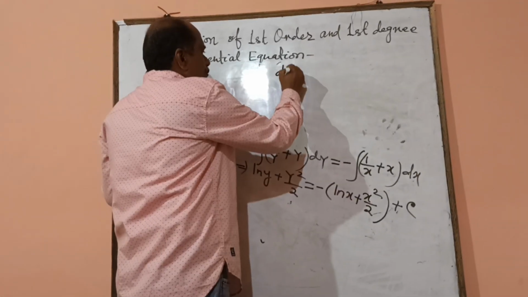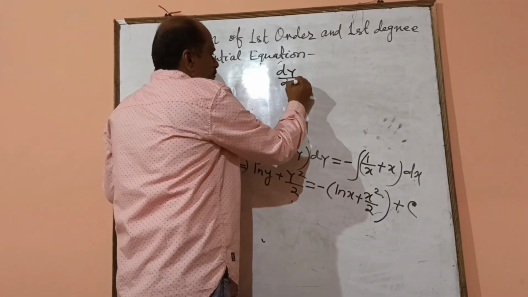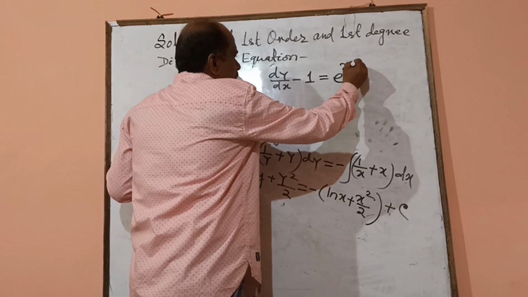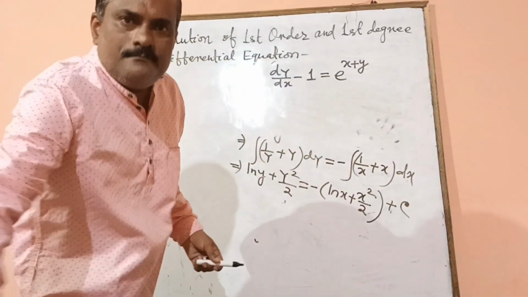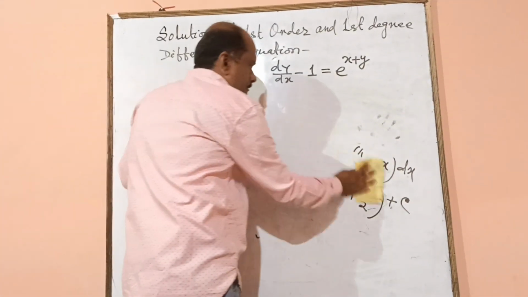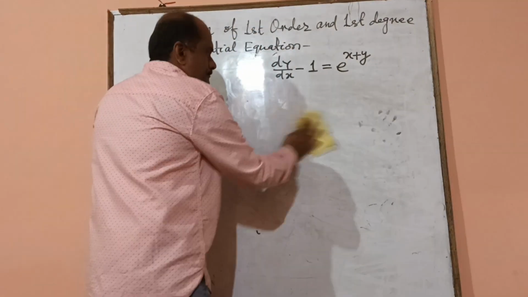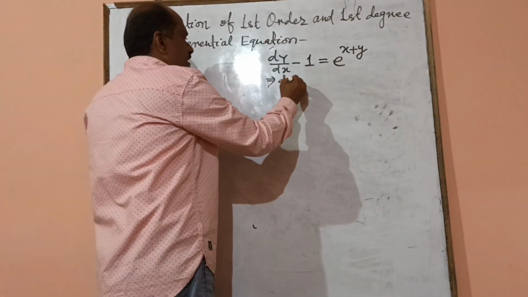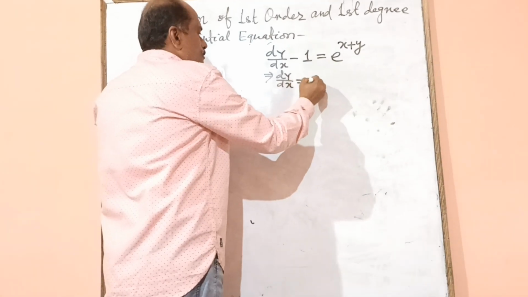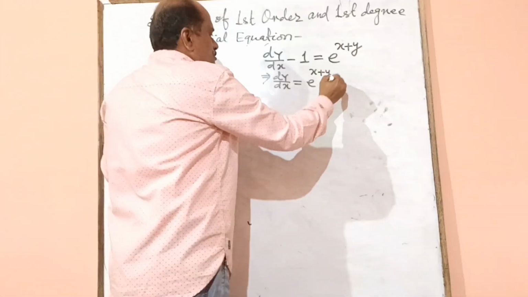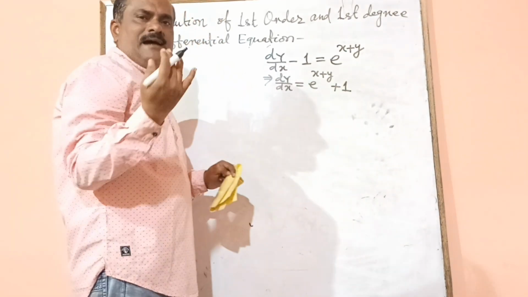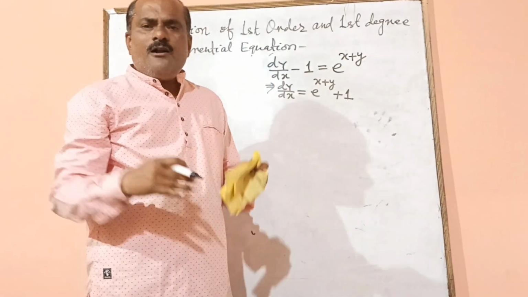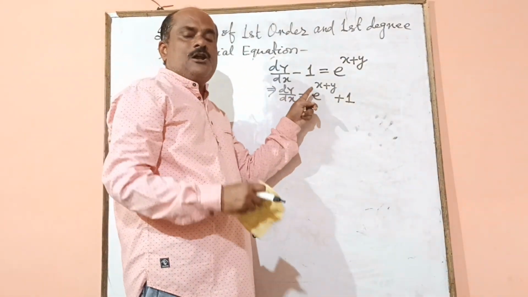Derivative of y with respect to x minus 1 is equal to e to the power x plus y. Implies derivative of y with respect to x is equal to e to the power x plus y plus 1. The right hand side is not product of function of x into function of y, but the right hand side is form of function of x plus y.